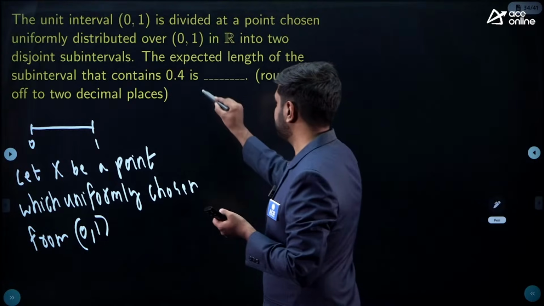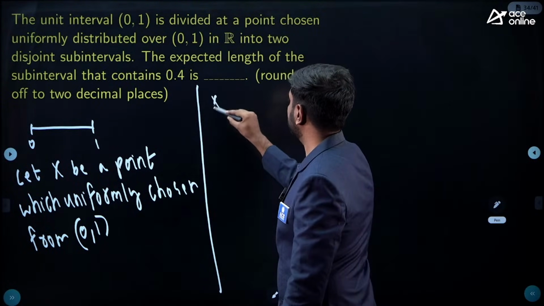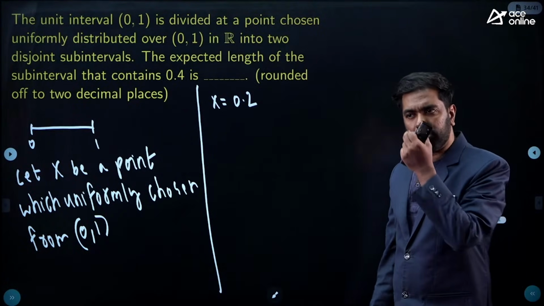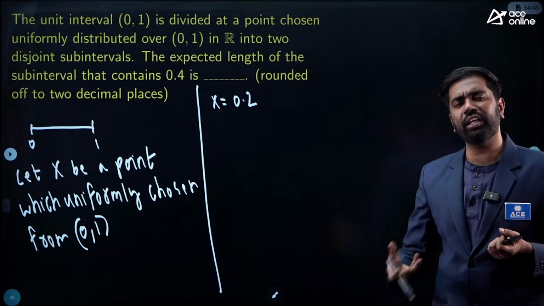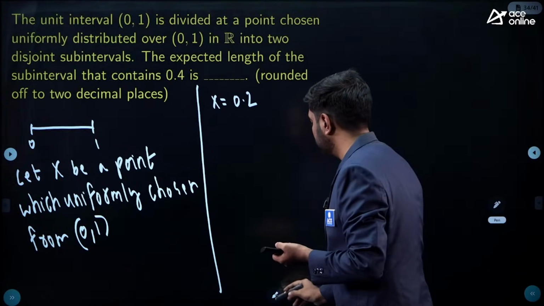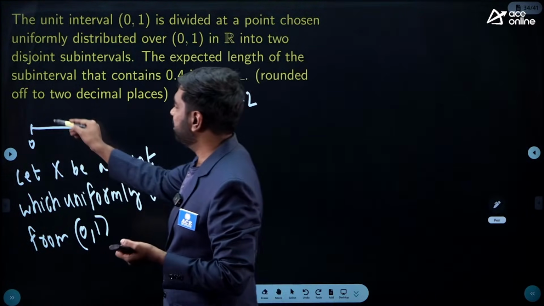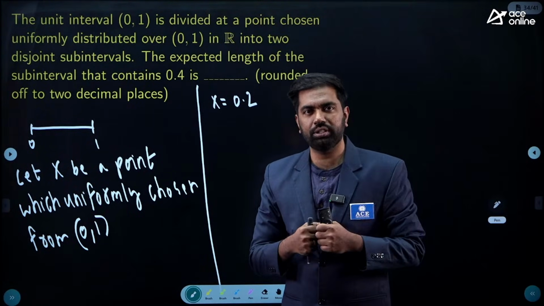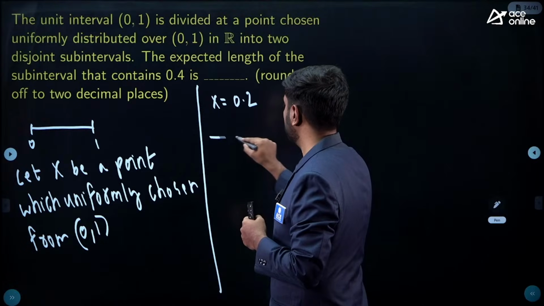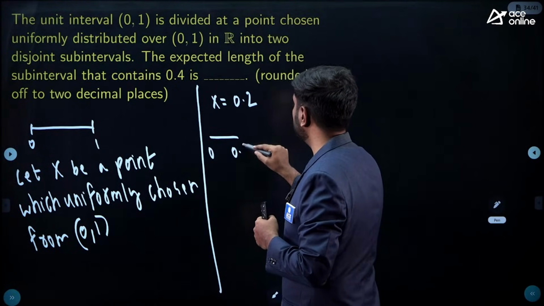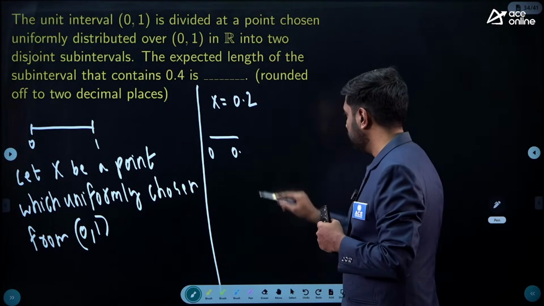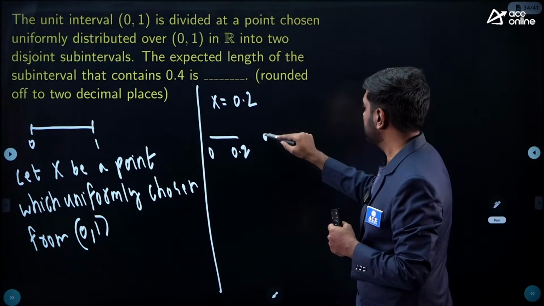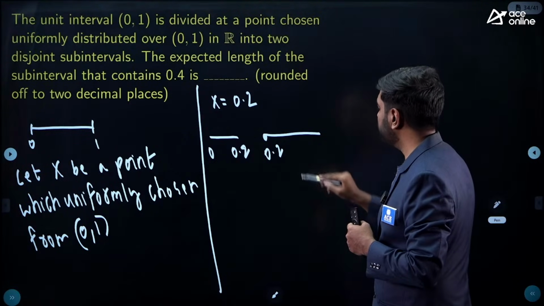For example, if I select x value as 0.2, let's see what happens. I'm just randomly selecting. You can also randomly select any value between 0 and 1. I have chosen 0.2. Then I have to break this interval at a point called 0.2, and then it gives me two disjoint intervals. What are those disjoint intervals? One is from 0 to 0.2, and the other one is from 0.2 to 1.